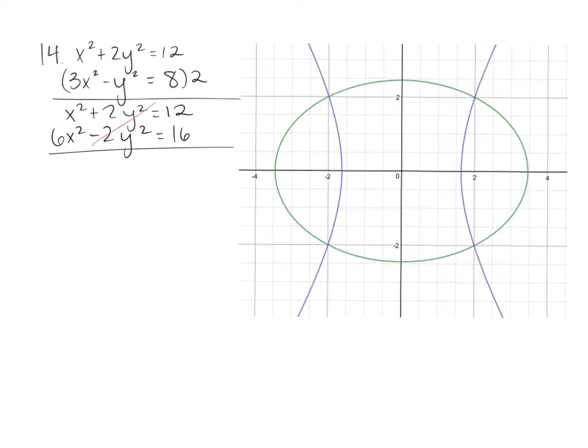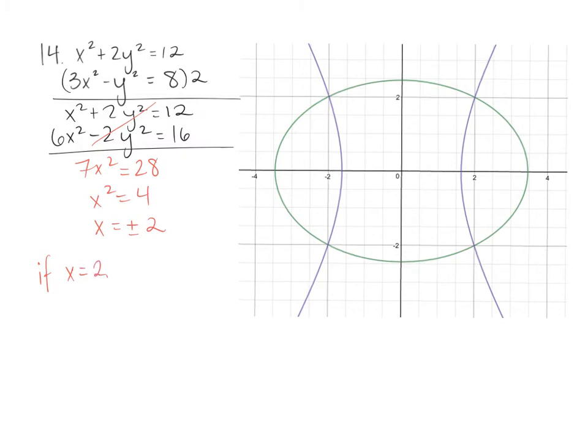My y squareds cancel, and I'm left with 7x squared equals 28. So x squared is equal to 4, so x is equal to plus or minus 2. Then we're going to plug each answer into one of the equations. I would say plug it into the first one, so that's what I'm going to do.